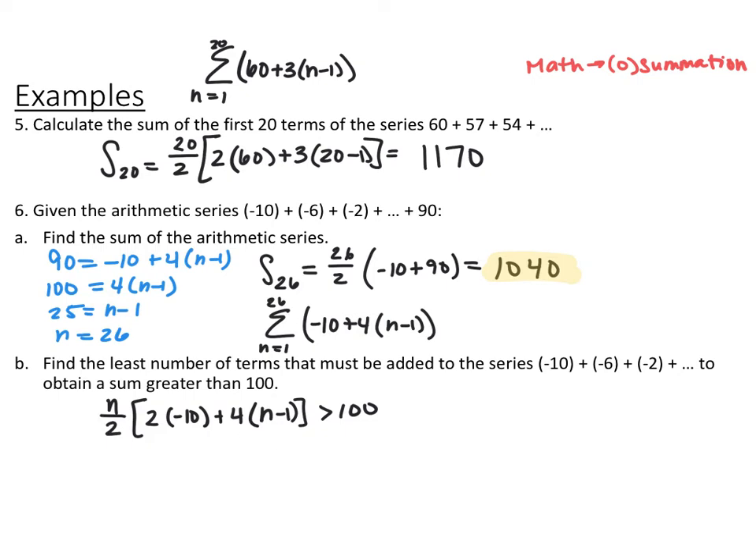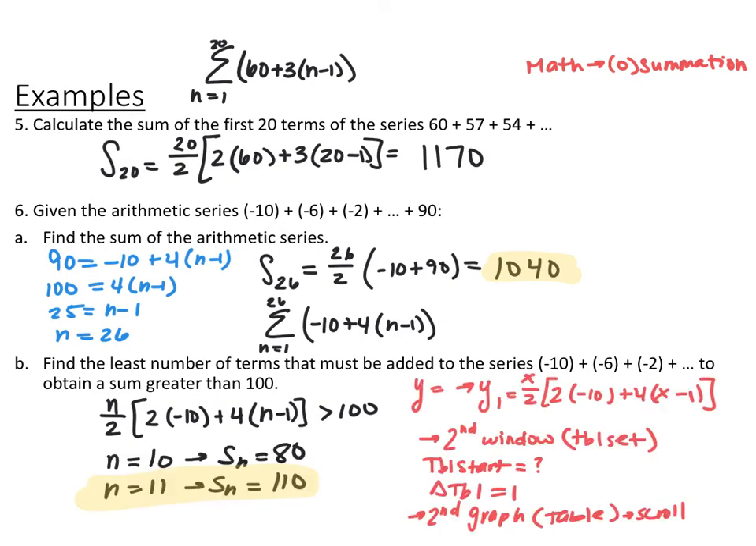You could do this by hand if you know how to solve quadratic inequalities by hand, or you can use your graphing calculator. There's a few ways to use your graphing calculator. One way is to go to y equals and type in the general form for the arithmetic series under y1, using x instead of n. And then you can actually use your table function.